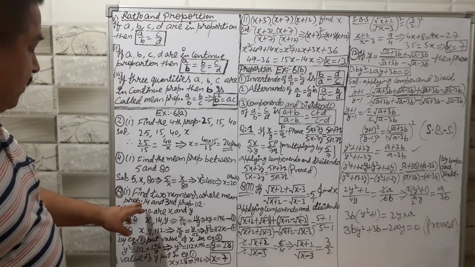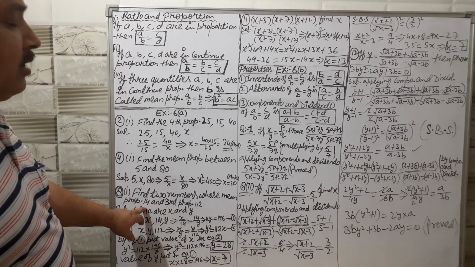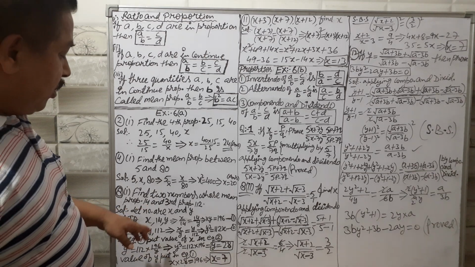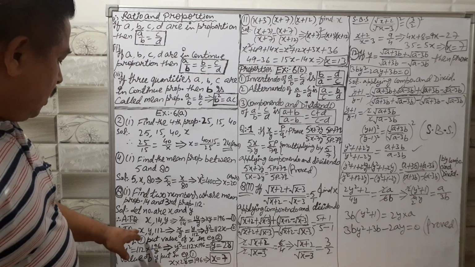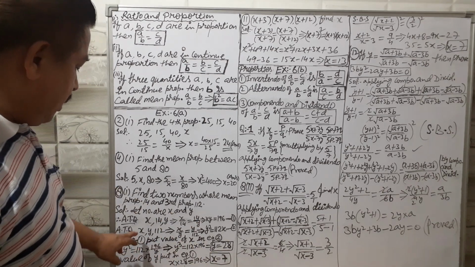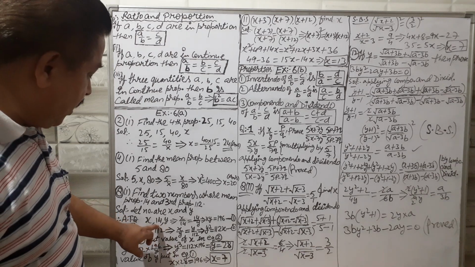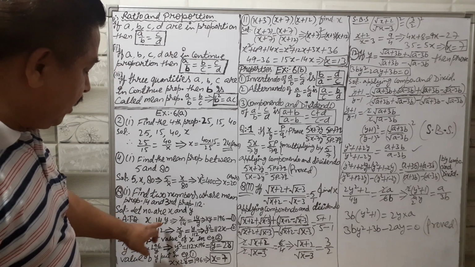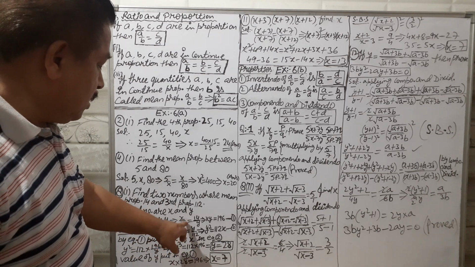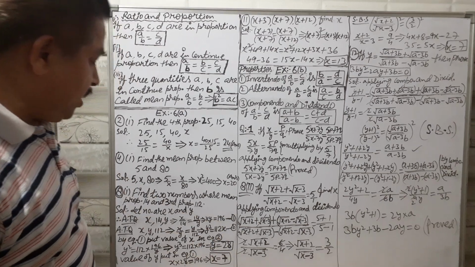Now see the 8th question. Find two numbers whose mean proportion is 14 and third proportion is 112. So let the numbers be x and y. Mean proportion is given as 14, so write this 14 between x and y, and write in continued form: x upon 14, 14 upon y. Cross multiplication, xy is equal to 196.